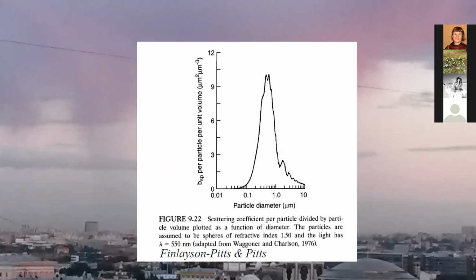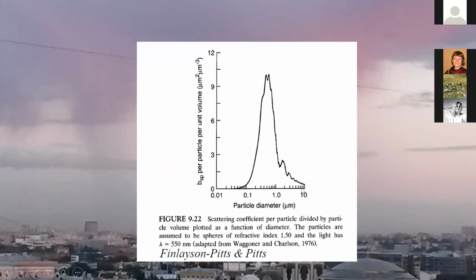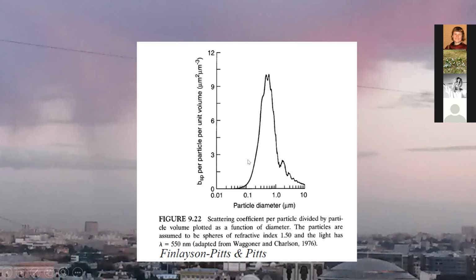And just returning to the efficiency of radiative processes. So we see that this is the interval of the particle diameter of the aerosol which we are speaking about, which has a very high efficiency of scattering. So you see, this is the normalized scattering coefficient per particle divided by the particle volume, plotted as a function of diameter, and we have an efficiency of higher than 10 in this interval of the particle diameter, which is devoted to the aerosol.